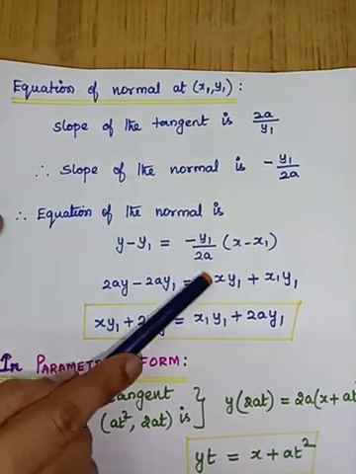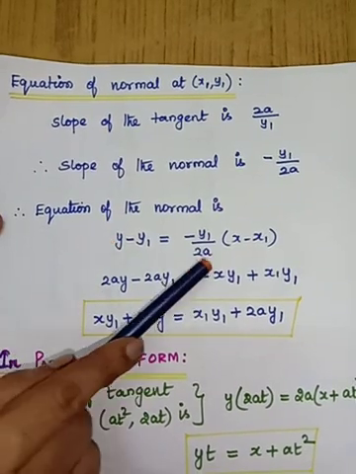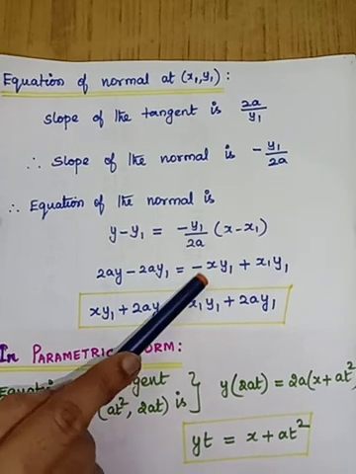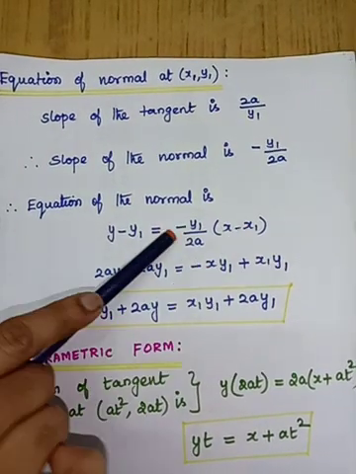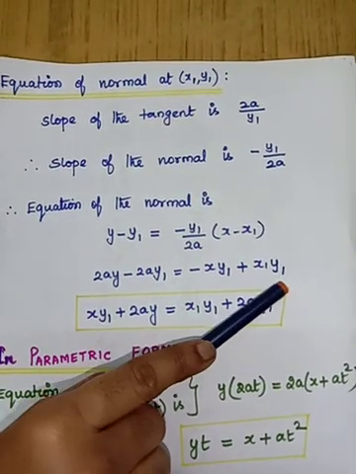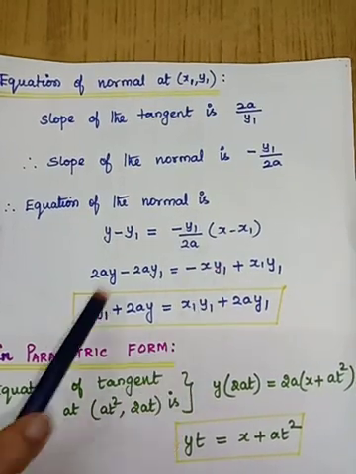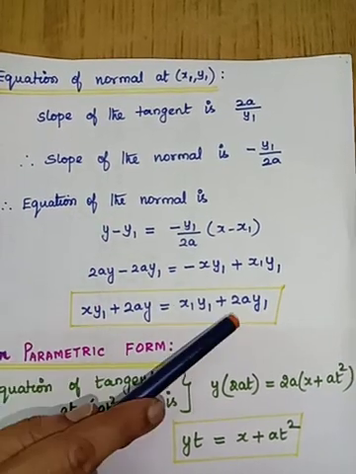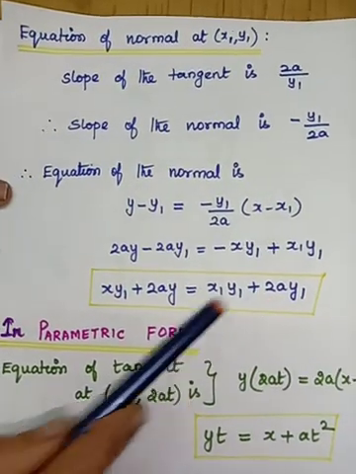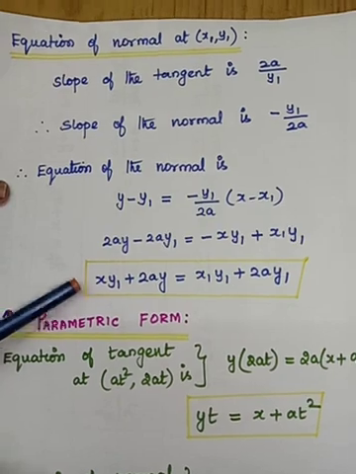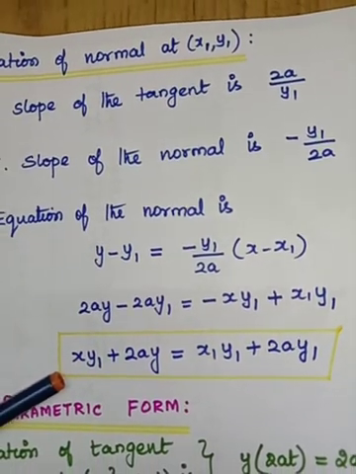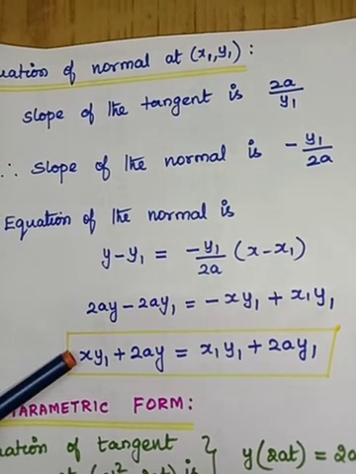That is this. So 2a, when you multiply here, 2ay minus 2ay1 is equal to minus x y1, minus into minus, plus x1 y1. So bring this x term to the left side. Here you are having the y term, so this term you take to the right side as plus 2a y1. So this is the equation of the normal at x1 comma y1 to the parabola.